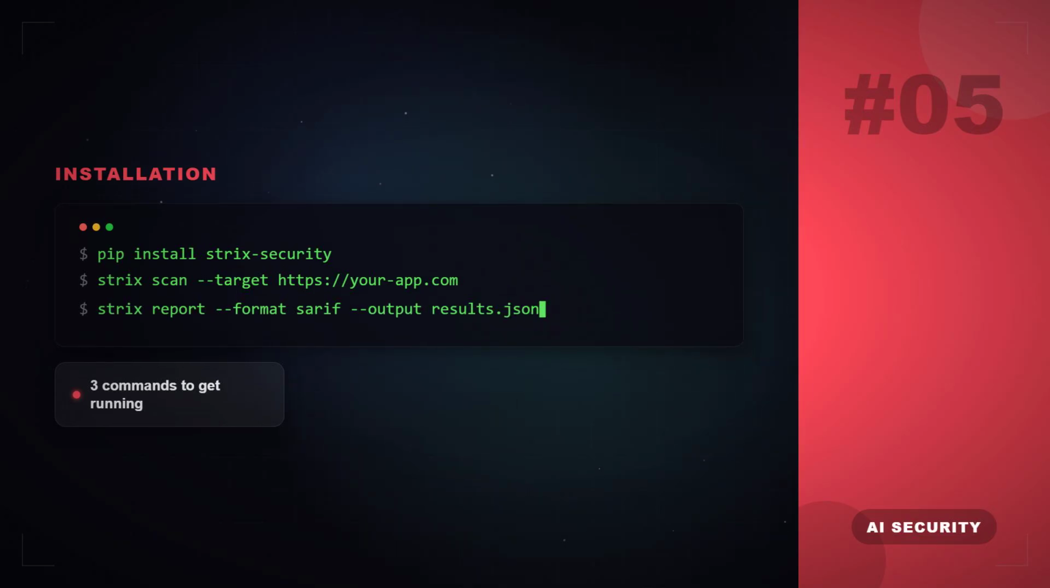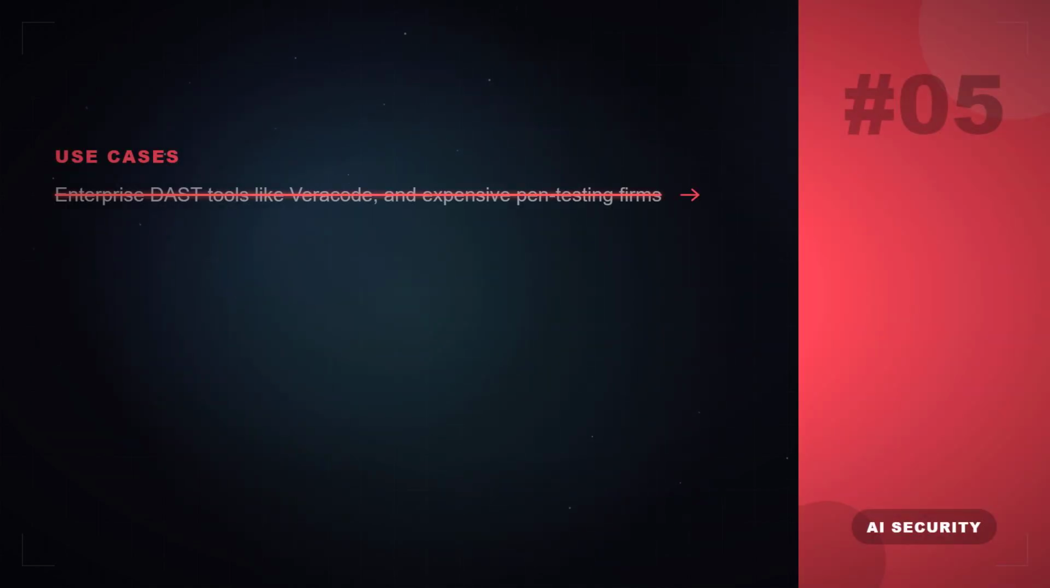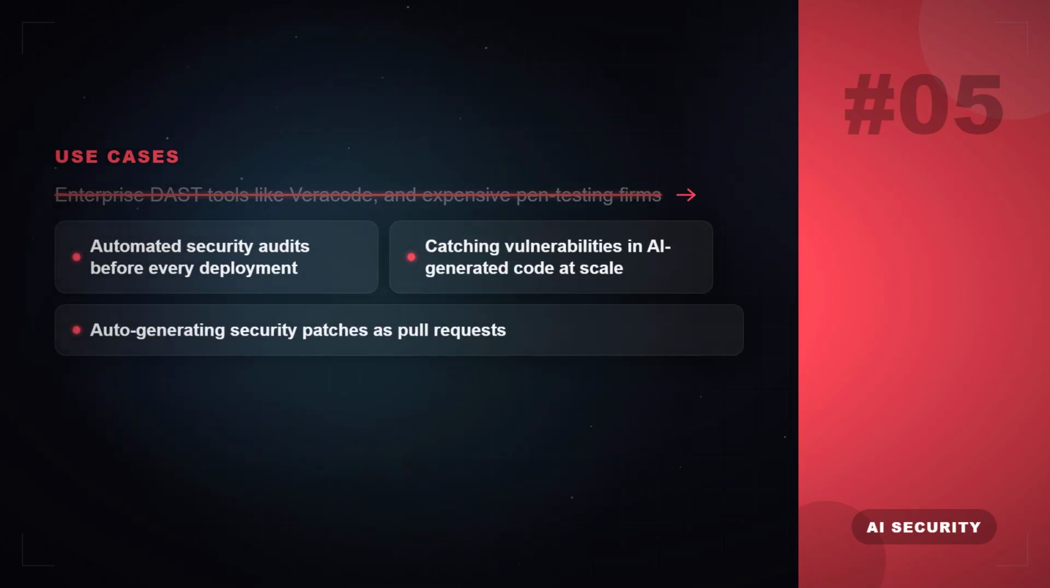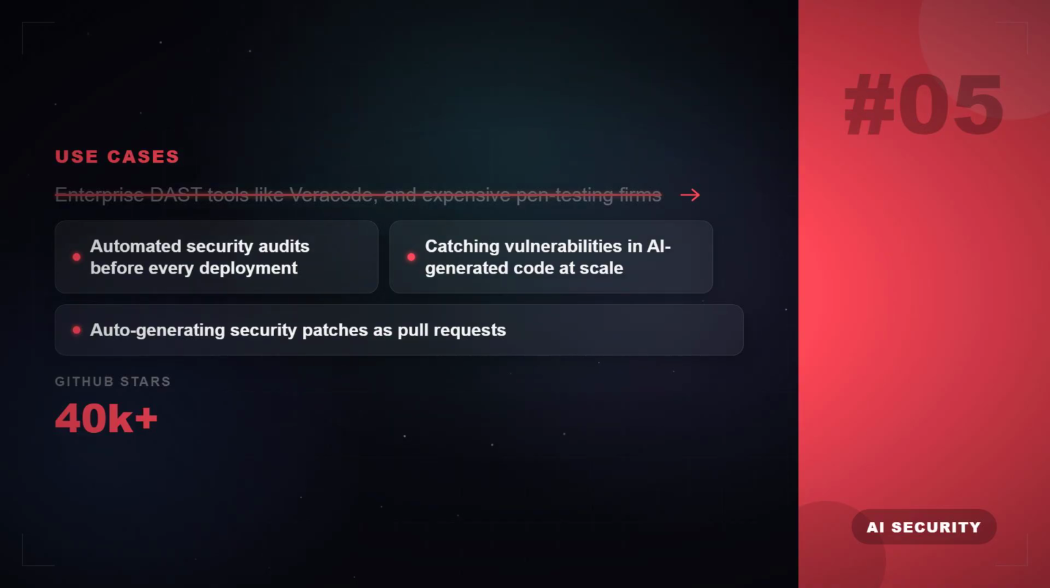It replaces enterprise DAST tools like Veracode and expensive penetration testing firms. Run automated security audits in your CI/CD pipeline. Catch vulnerabilities in AI-generated code at scale. And auto-generate security patches as pull requests. 40,000 stars on the breakout security tool of 2026.